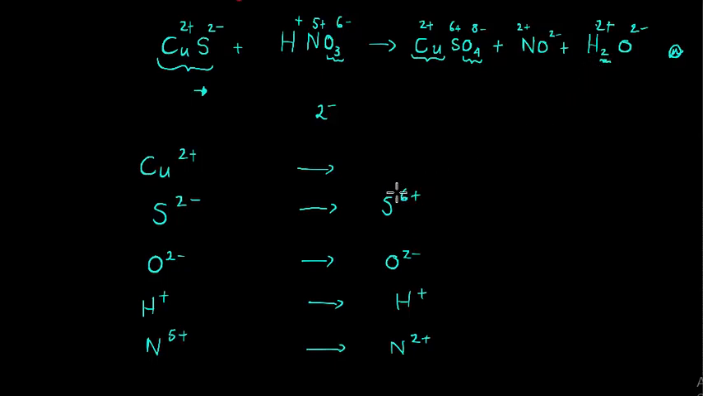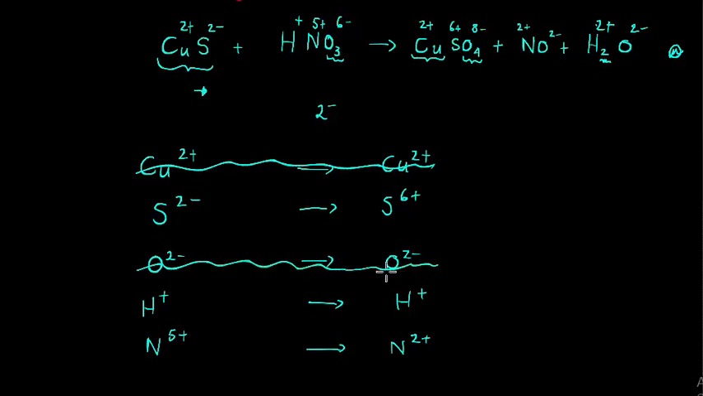Okay, with that being said, we can see copper remained 2 positive, so there was no change in the oxidation state for copper, and we can ignore that one. There's no change for oxygen, we can ignore that one. We do, however, see that sulfur went from owning 2 extra to owing 6 electrons, which means it had lost 8 electrons.